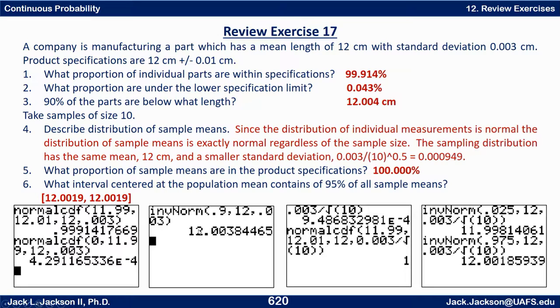90% of the parts are below what length? That is an inverse norm problem. So this is inverse norm of 0.9, 12, that's the mean, and the standard deviation is 0.003, and that gives us about 12.004. Okay, so 90% are below that length. Now that part there had nothing to do with samples. That's just individuals, which are normally distributed.